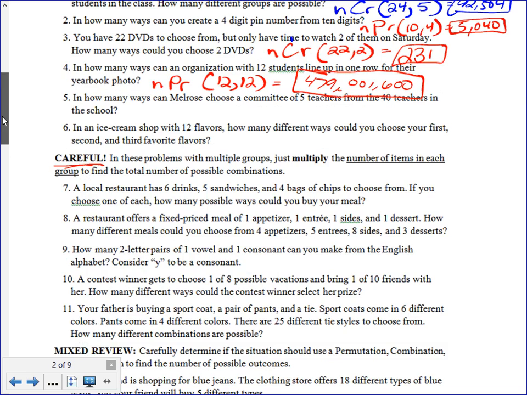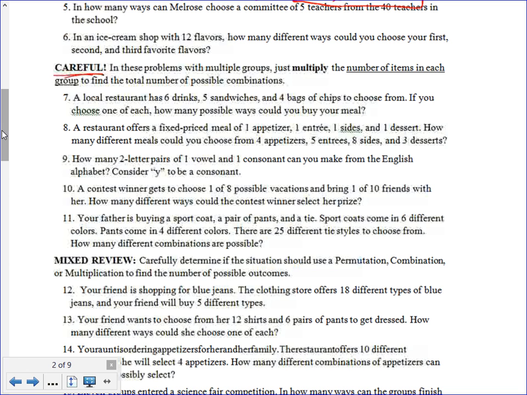All right, go down to where it says careful. In these problems with multiple groups, just multiply the number of items in each group to find the total number of possible combinations. The classic example here is, we're all going down to Applebee's. On me. You can get an appetizer, an entree, and a dessert. They got 3 apps, 5 entrees, 2 desserts. Pick one of each. Is there enough different combinations for everyone to eat a different meal?